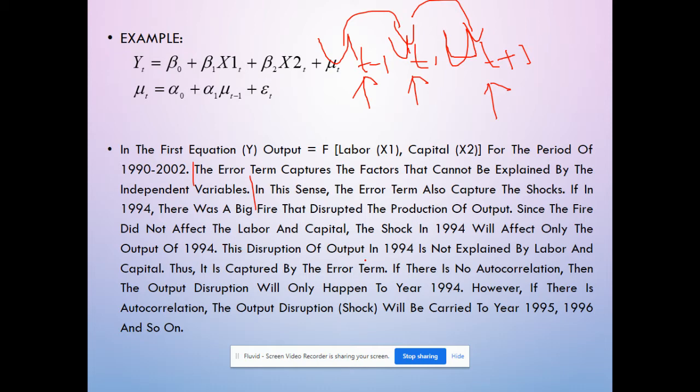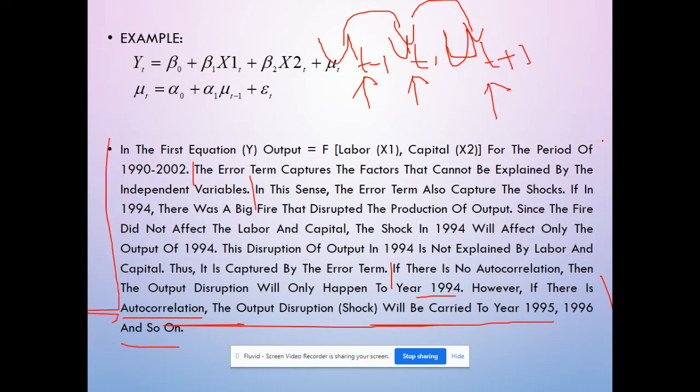But this disruption of output in 1994 is not explained by labor and capital, thus it is captured by the error term. If there is no autocorrelation, then the output disruption would only happen in 1994. If there is autocorrelation, the output shock will be carried forward to 1995, 1996, and so on.